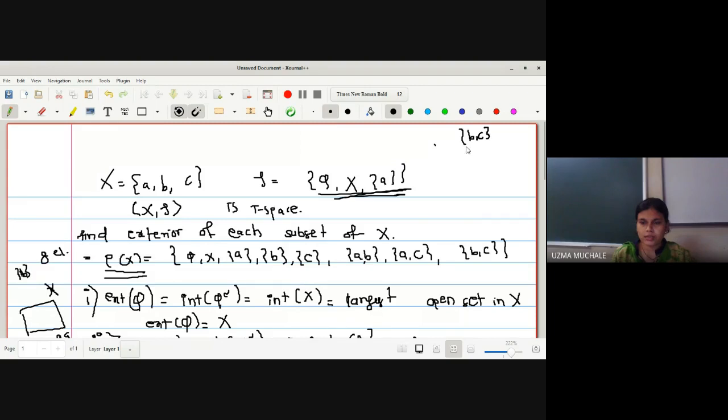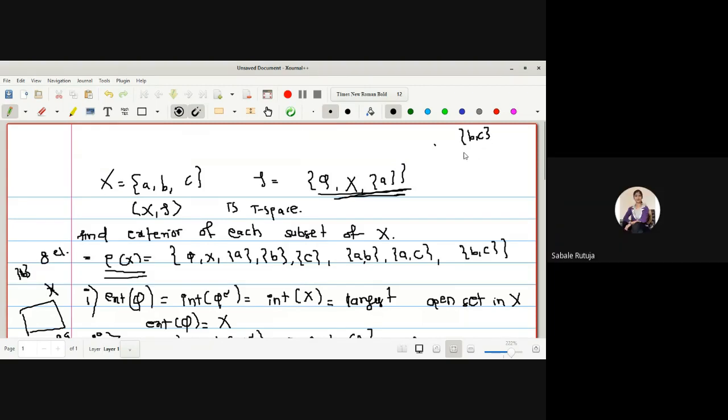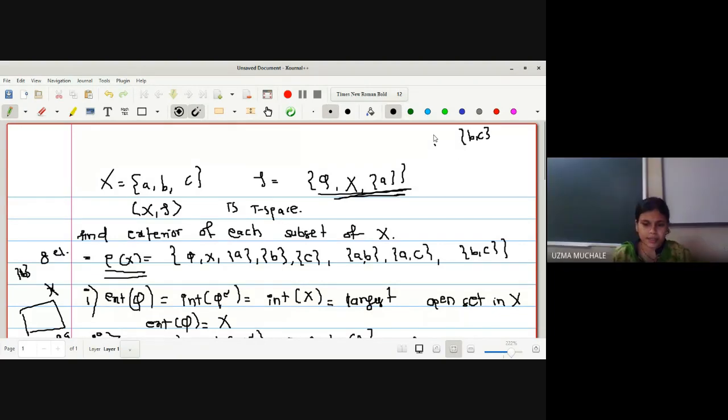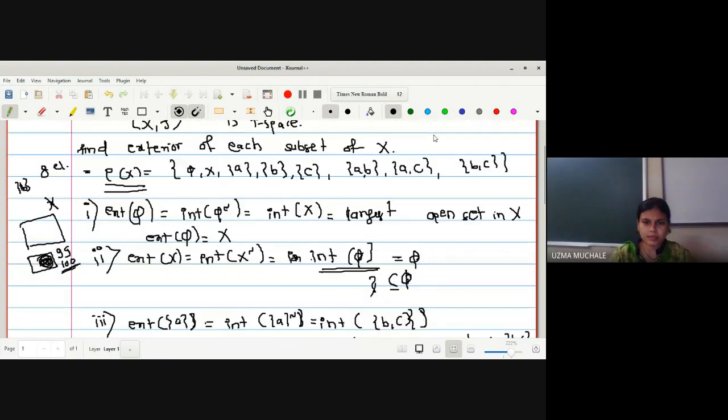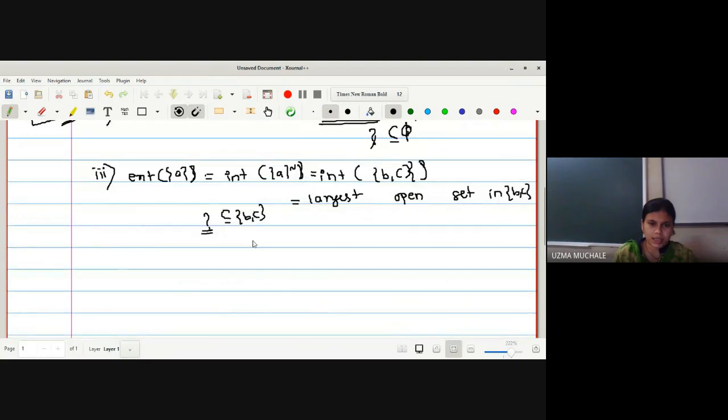Is there any set which is contained in BC? No, ma'am. Phi. Empty set. Okay, so only the empty set is a possibility. So here I can say the empty set is the largest open set contained in BC, right? Out of all the considerations, so hence we can say the exterior of singleton A is nothing but BC. Okay?